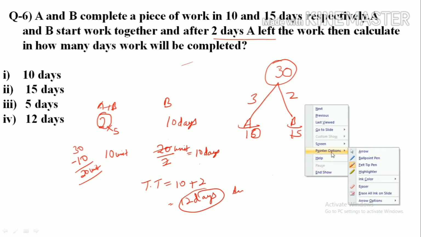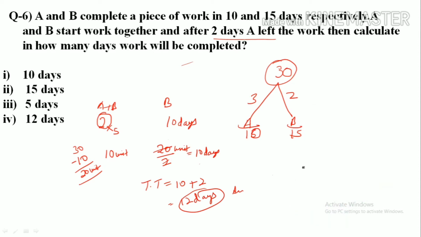I will tell you another method also, which is basically a shortcut. So the second method: A and B both started, and A worked for 2 days.